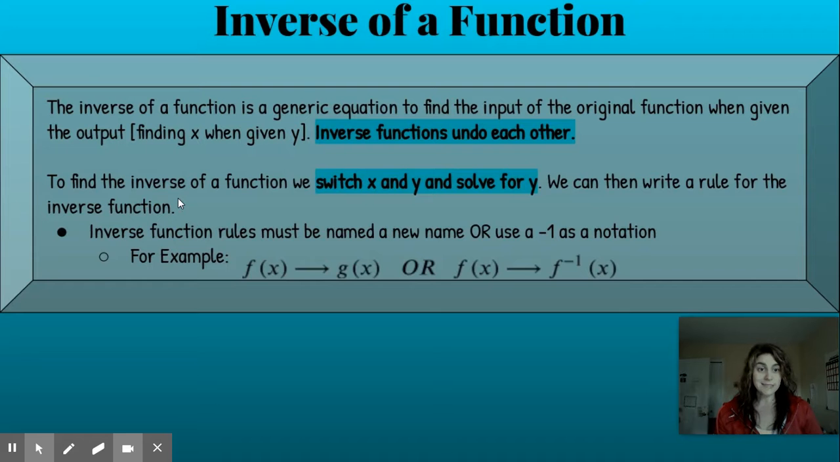To find it, simple, we're swapping places. Whatever your variables are, switch the places of them, and then solve for the variable. So usually we have x and y. So we'll swap x and y in the functions and then get y by itself. When you do that, you can choose to either rewrite it as a new name, and they'll probably tell you to rewrite it as g of x or h of x or something. Or what more commonly you're going to see is this -1 power. f to the -1 of x means inverse. That's what it denotes there.